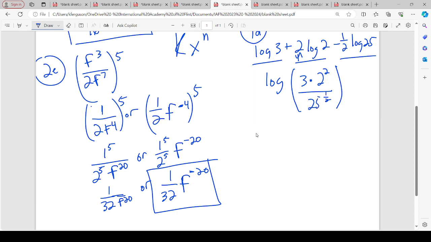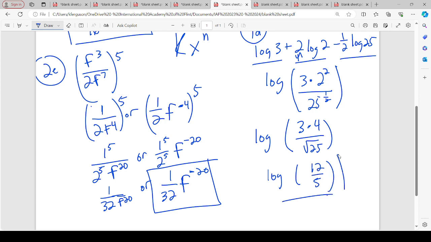And what's 25 to the 1/2 power? It's the square root of 25. Remember, fractional exponents, those are roots. Your denominator is what root you're looking at. 2 is square root, 3 is cube root, 4 is fourth root, 5 is fifth root, etc. So that's what I got. I'm going to have log of 3 times 4, that's 12 over 5. And that's my answer.